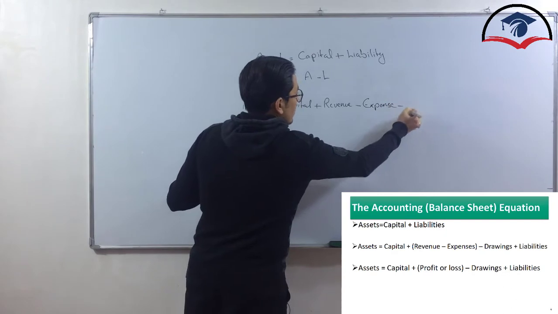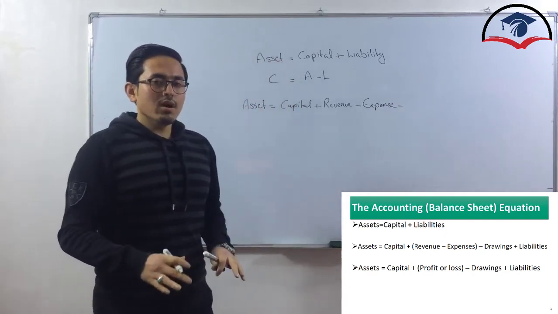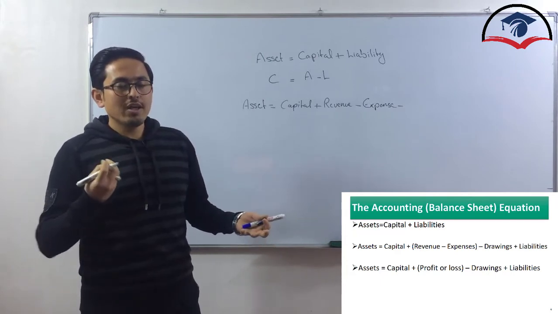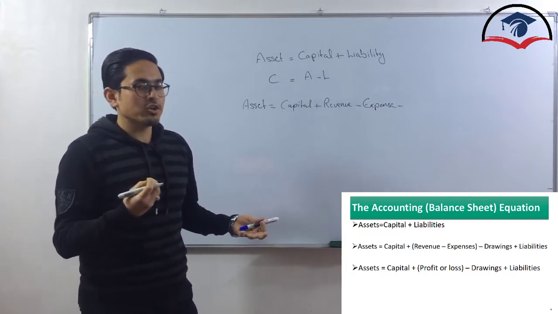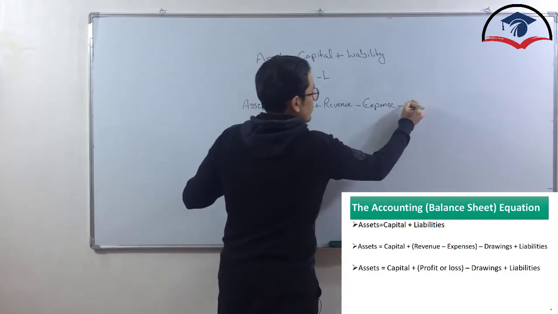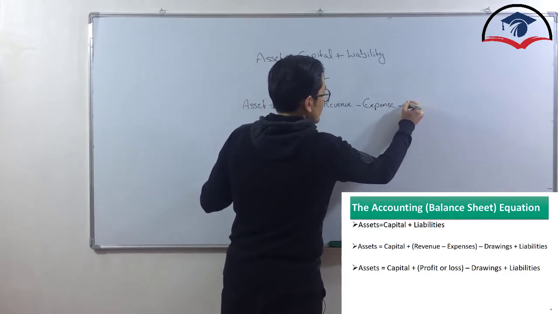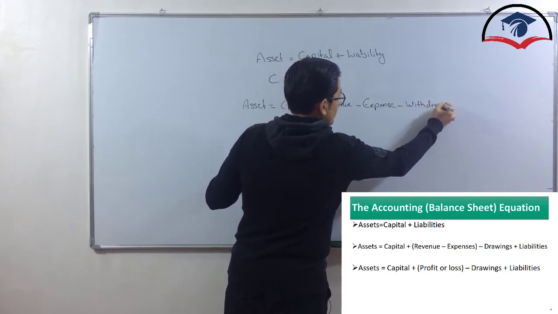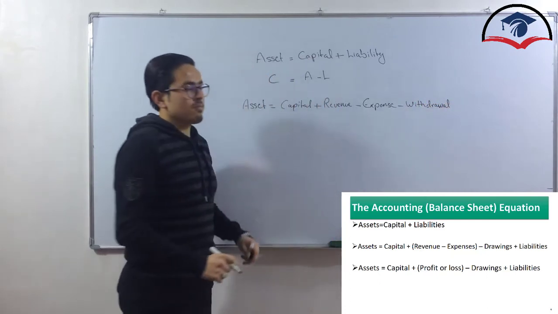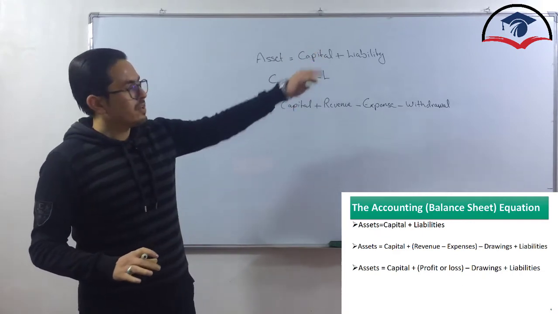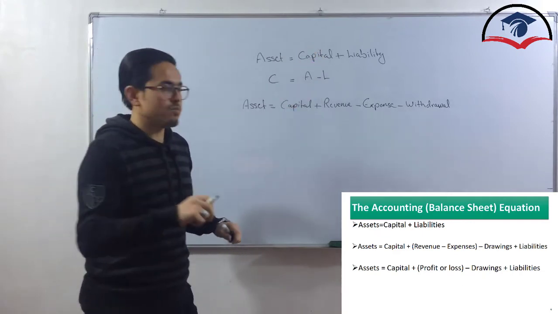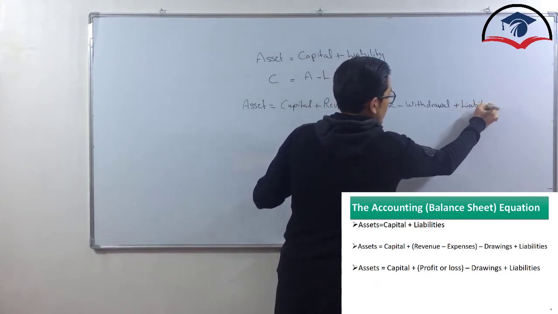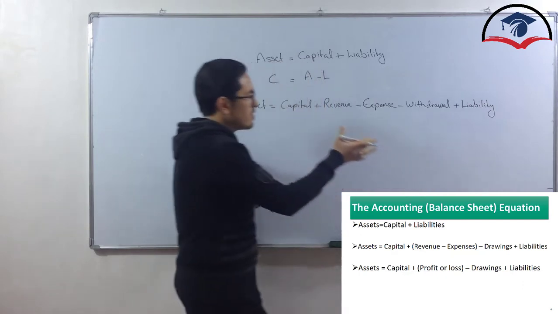Beside that, suppose the owner of the company comes to the business and withdraws some cash. That amount is also a deduction in this formula, so we subtract the withdrawal. And at the end, we have another source of funds to the business, which is liability, so plus liability. This is the formula.